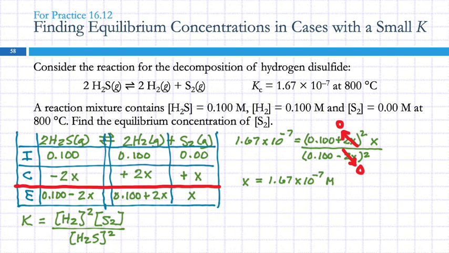We should always check the approximation. And we do that by taking our x and dividing it by the initial concentration, what we're subtracting it from. Oh, I put the wrong concentration. 0.100.